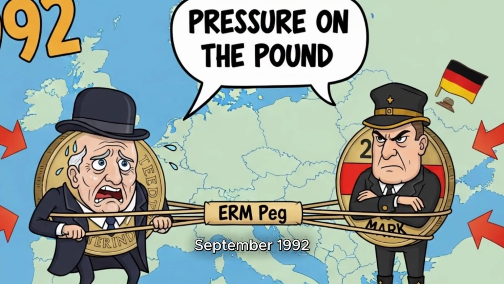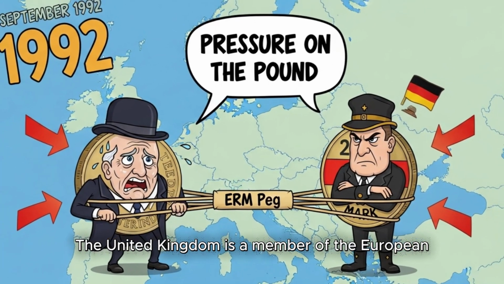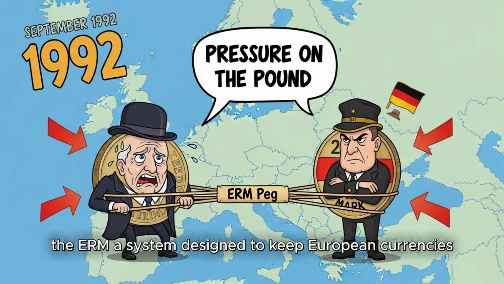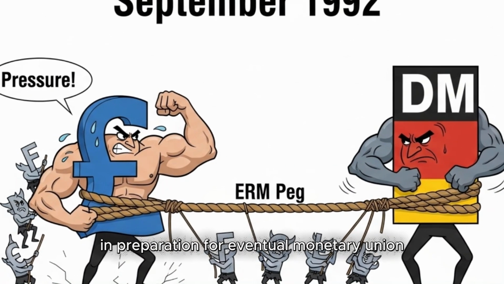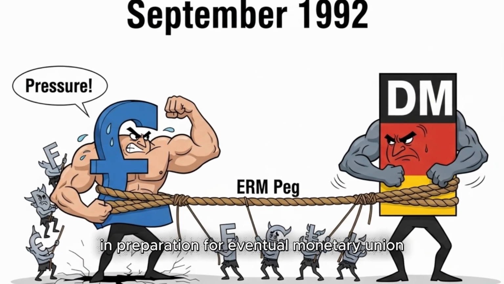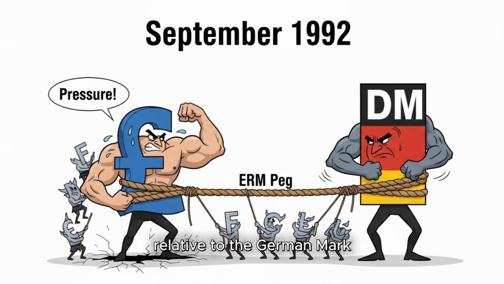September 1992. The United Kingdom is a member of the European Exchange Rate Mechanism, the ERM, a system designed to keep European currencies stable against each other in preparation for eventual monetary union. The pound sterling is pegged in a band relative to the German mark.